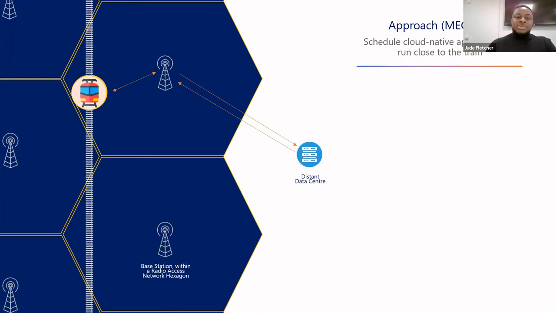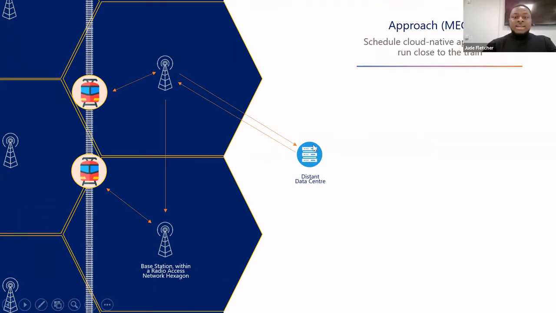Because, as we demonstrated a few minutes ago, if you run the application very close to the user, then you can achieve the latency levels. The other challenge is that we are running the application very close to the user, and in our railway use case the train is constantly moving from one location to another. So how do you build a facility that can dynamically move the application with the train?